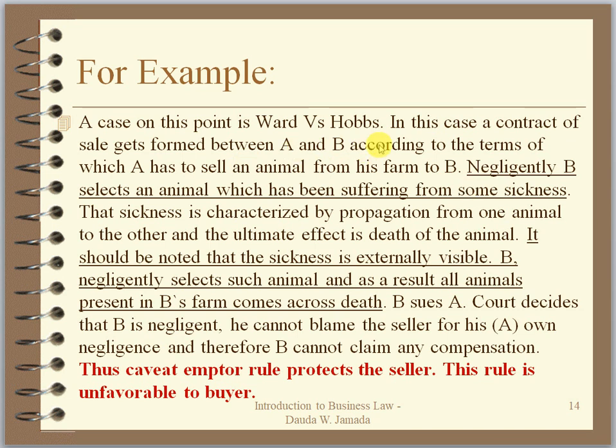Then this person B goes to the farm of this person and says, I want to buy one of your animals. Then person A says, okay, you select the animal that you want. Then person B could see that this animal is sick, because there are some signs which are visible. That's why we are saying here that it should be noted that the sickness is externally visible. It can be seen clearly. So this person could see clearly that this animal is not healthy, is sick. However, he goes ahead to buy that animal.